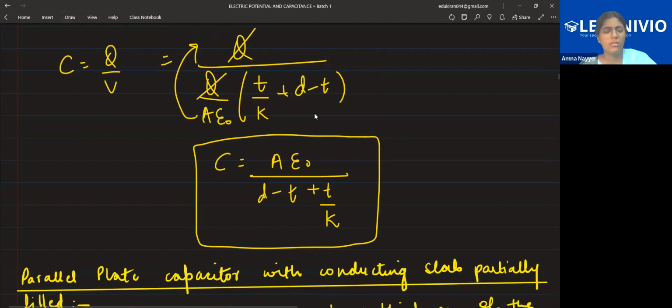It's a huge, little lengthy formula. So you have to remember this. You have no option. This formula has to be remembered and the derivation can also come.